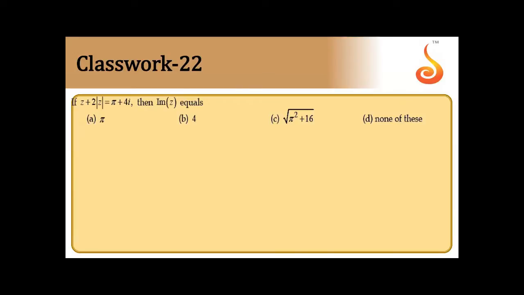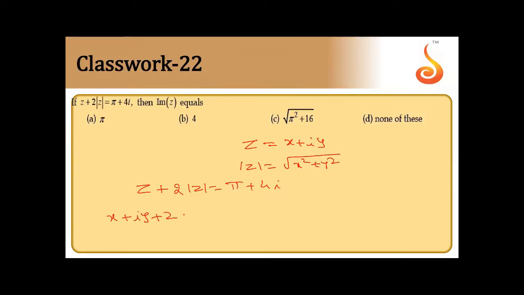If z plus 2 mod z equals pi plus 4i, then find the imaginary part of z. Let z equal x plus iy. The mod z is root over x square plus y square. So z plus 2 times mod z equals pi plus 4i. So x plus iy plus 2 into root over x square plus y square equals pi plus 4i. The entire thing, this is 2, this one is the complete real part.